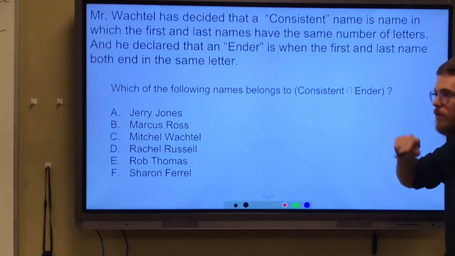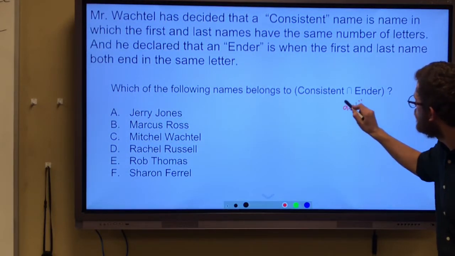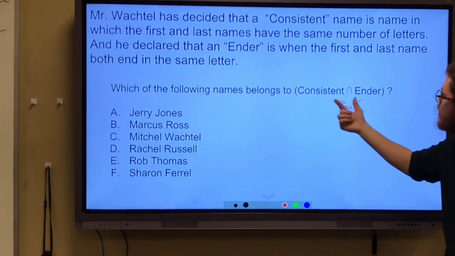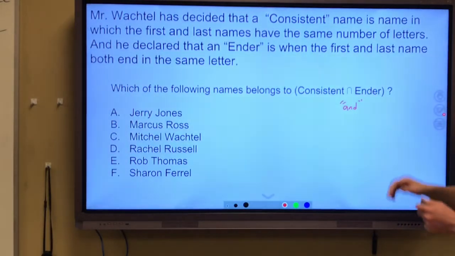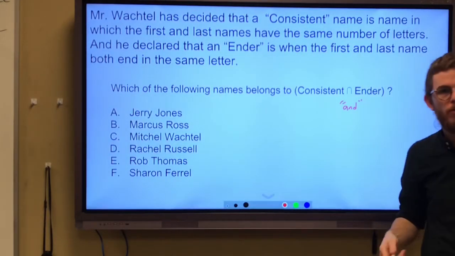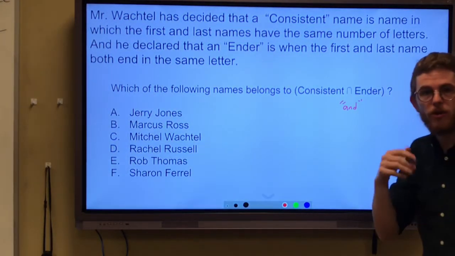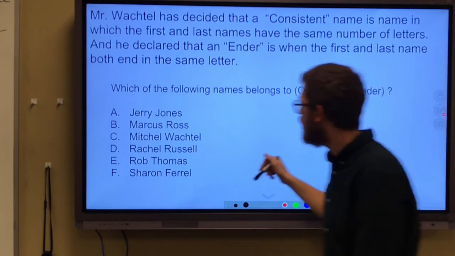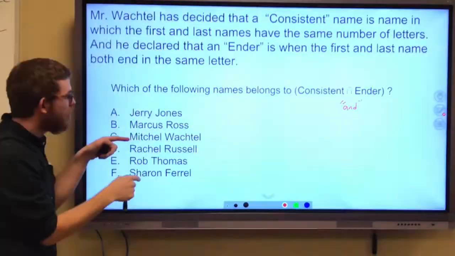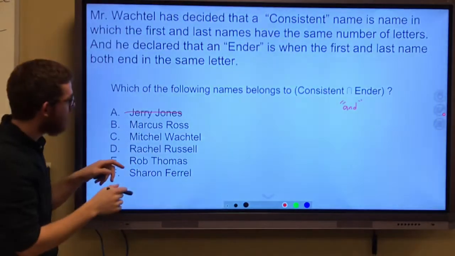Now remember, intersection, this is like the word and. In order to be a part of this newly created set, we have to belong to both consistent and ender. The name part of the intersection, the overlap, has to be a part of both of these things. It needs to be consistent and ender. So we can very quickly check to see if it's ender. Look at the first and last letter. If they're the same thing, then it's ender. Jerry Jones is not ender, so it's not part of this set.